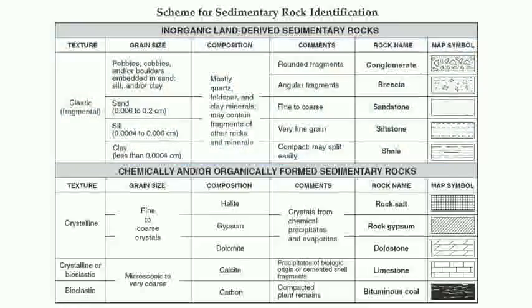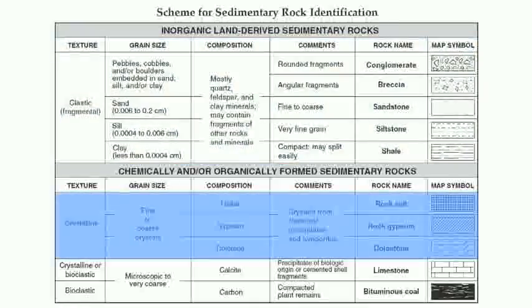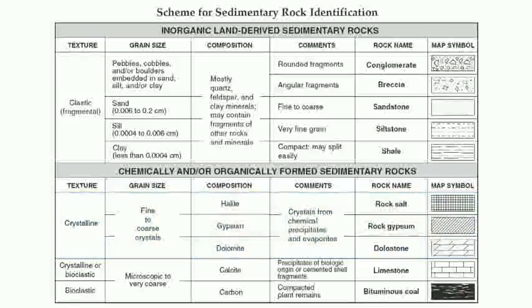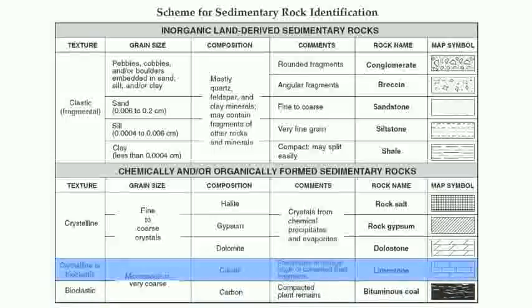Below that are your crystalline rocks. These are made through the precipitation or evaporation of water. Next down you have your bioclastic rocks. They're going to be made from the dead plant or animal remains. And then limestone, you see here, is actually fit into either category, crystalline or bioclastic. And we'll talk a little bit about limestone in a second.